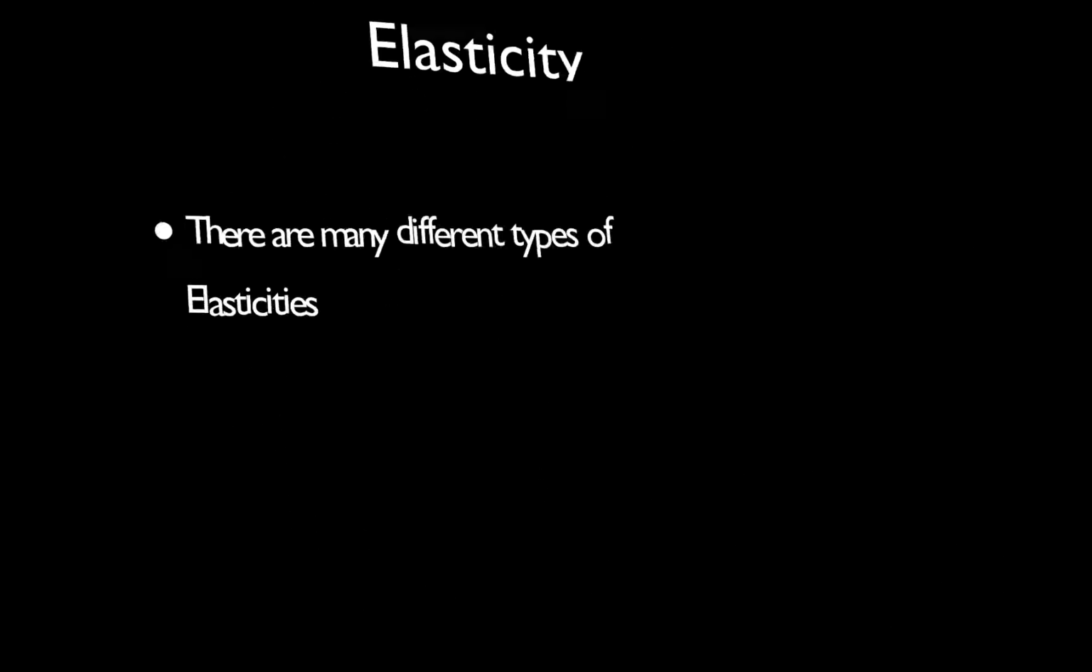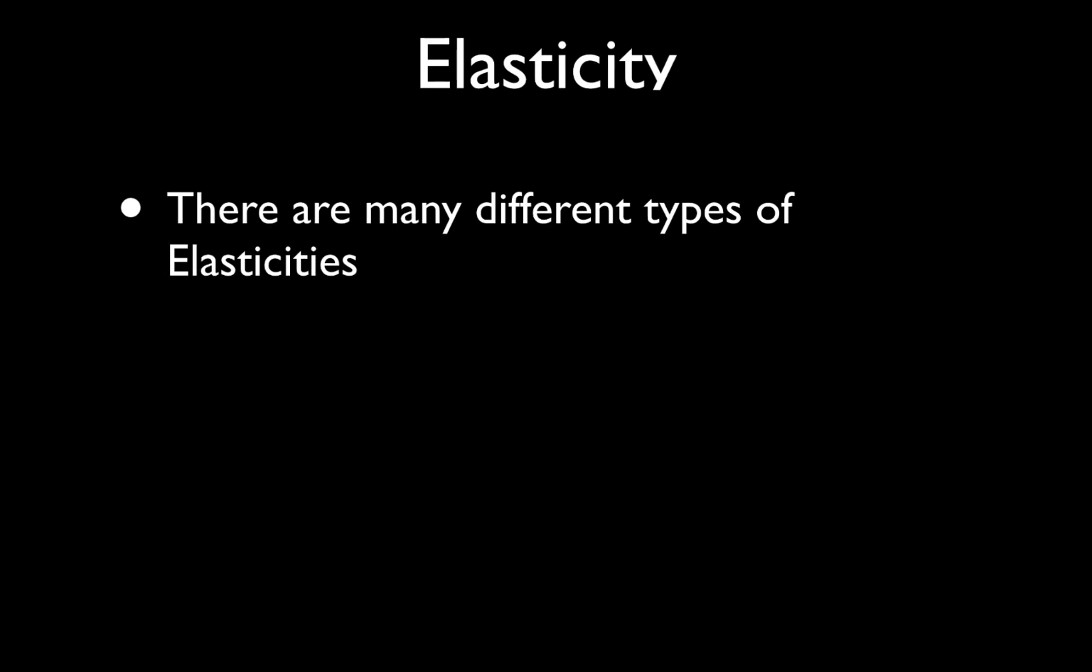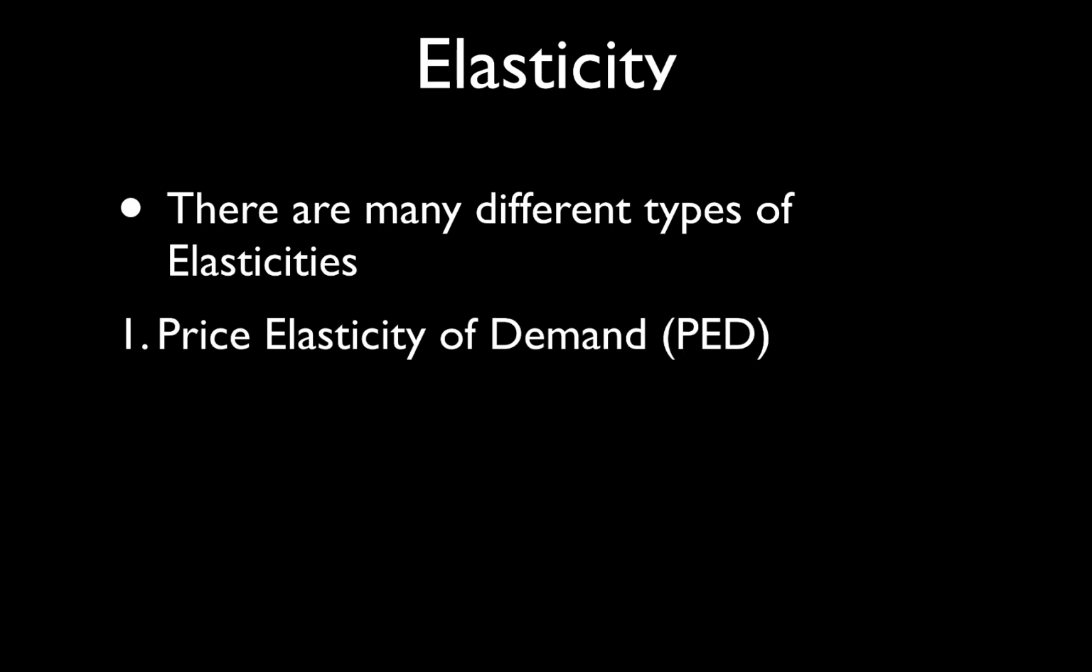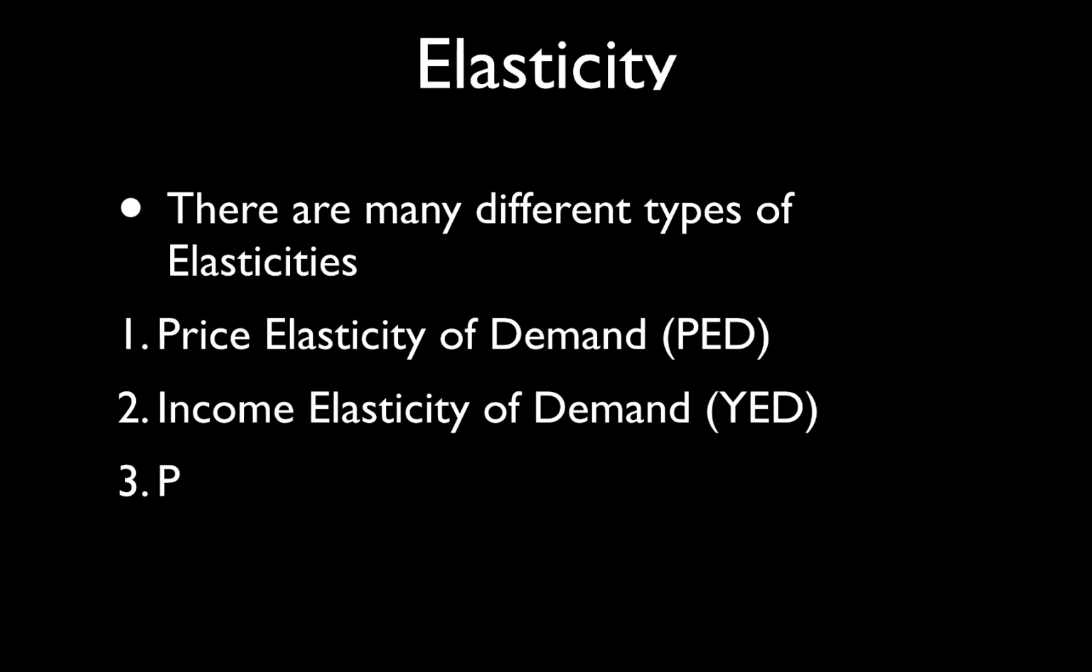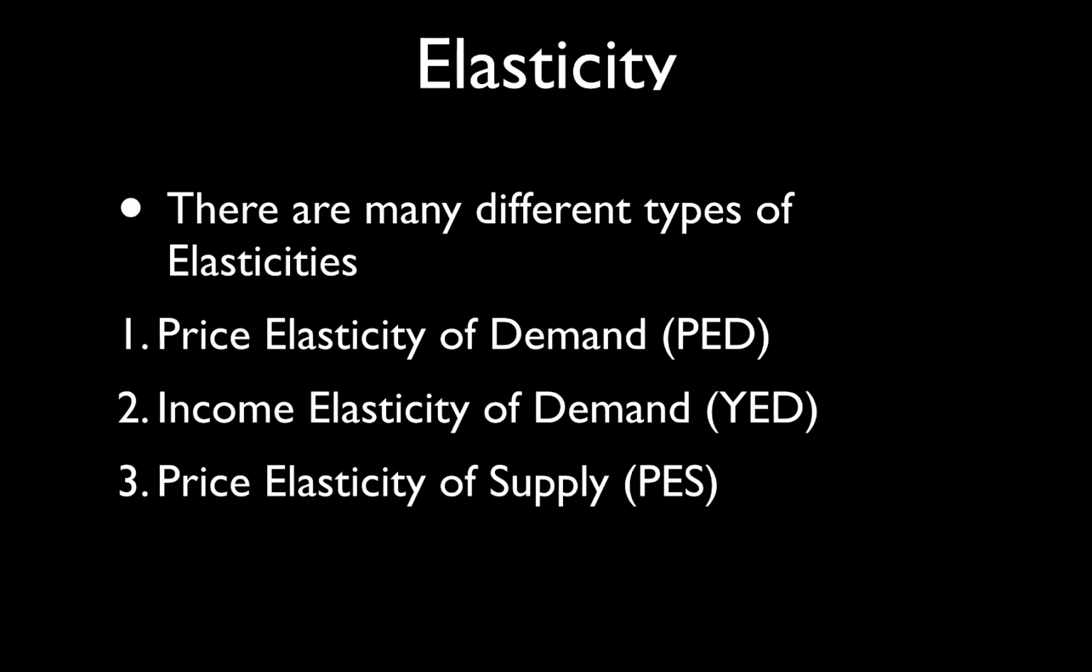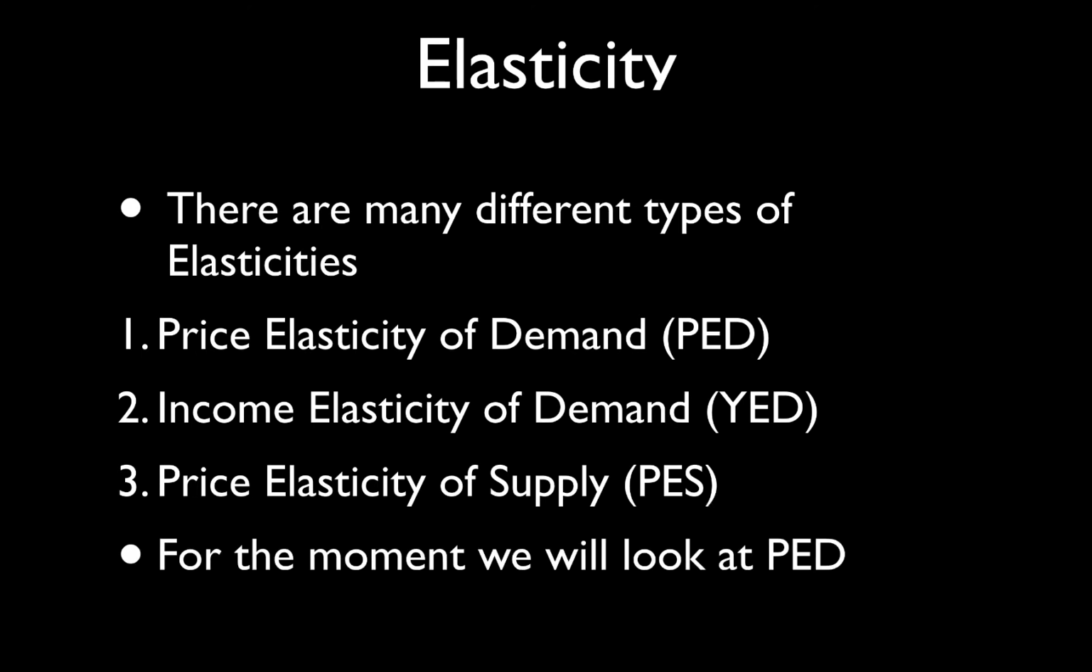Now, what we're going to do is look at the different types of elasticities, right? So there are actually a number of different types of elasticities, and we're going to study 3 of them in the IB course. There's price elasticity of demand, shortened to PED. Income elasticity of demand. In economics, income is referred to by the letter Y. So instead of IED, it's YED. And we've got price elasticity of supply, which is PES. But for the moment, we're going to look at price elasticity of demand.